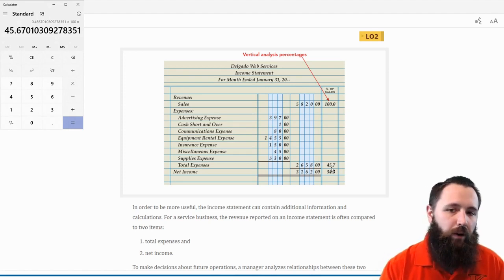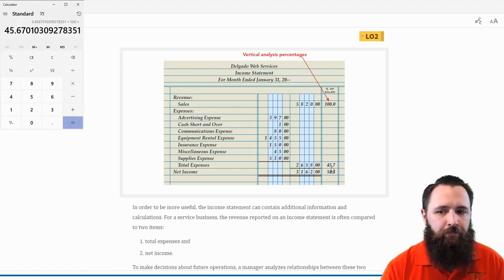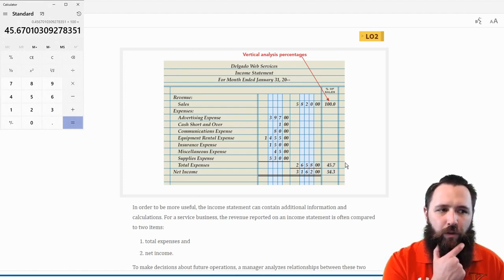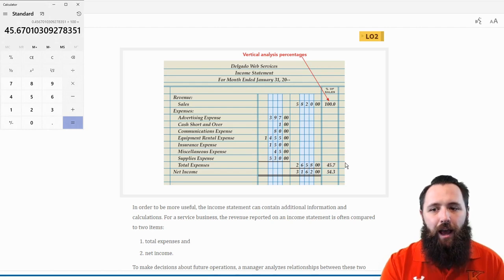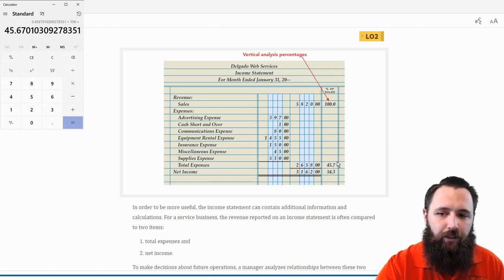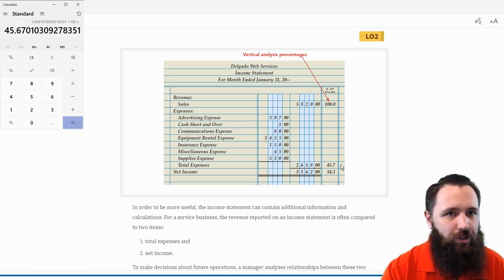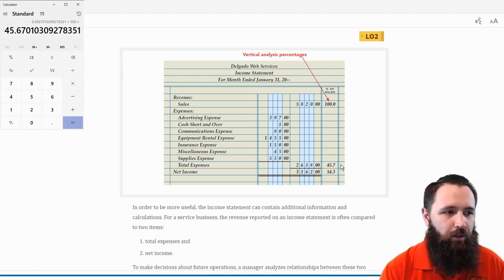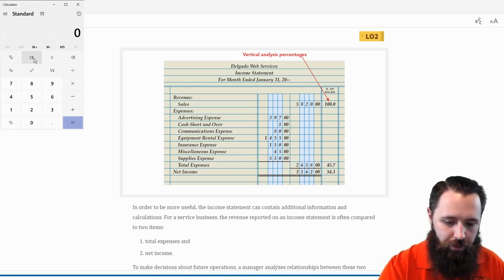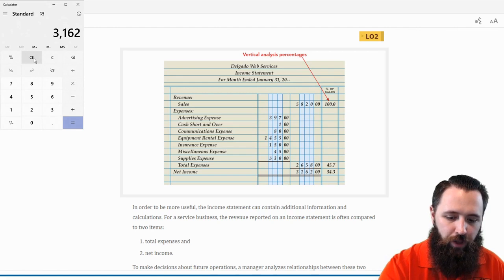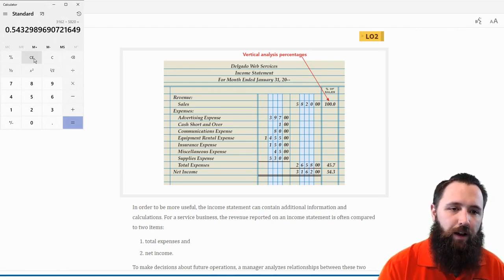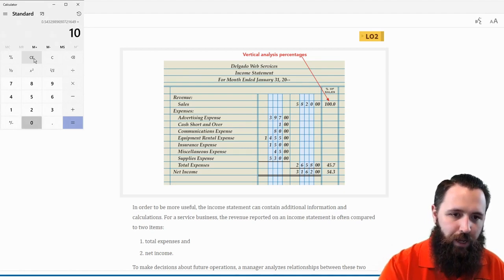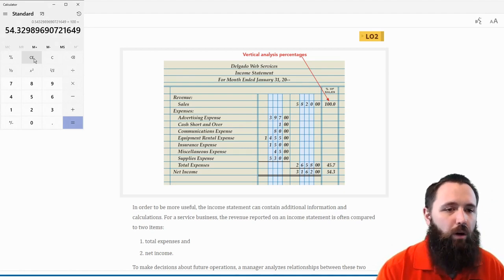And at this point, we would look at that and ask, is that good for our specific business? This is a number that you could compare to other businesses. You could compare it from one month to the next. It's something that we could use in the future. When it comes to the net income, you're doing the same thing. Let's take the 3,162 and divide it by the total sales of 5,820. We get 0.5432. We times that by 100, and we get 54.3.